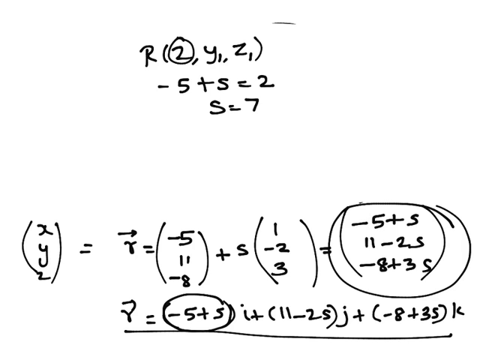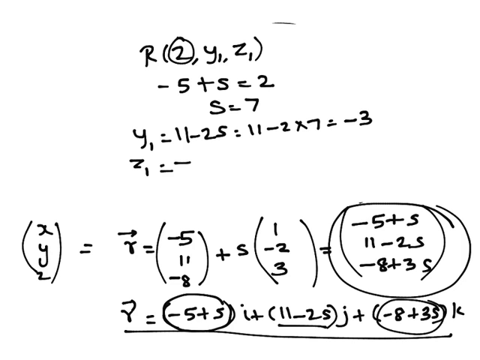Right? So the Y coordinate is nothing but this 11 minus 2S. So Y1 is 11 minus 2S, so 11 minus 2 into 7, so minus 3. And Z1 is nothing but minus 8 plus 3S, so minus 8 plus 3 into 7. So 21 minus 8 is 13. Fine, that is also done.